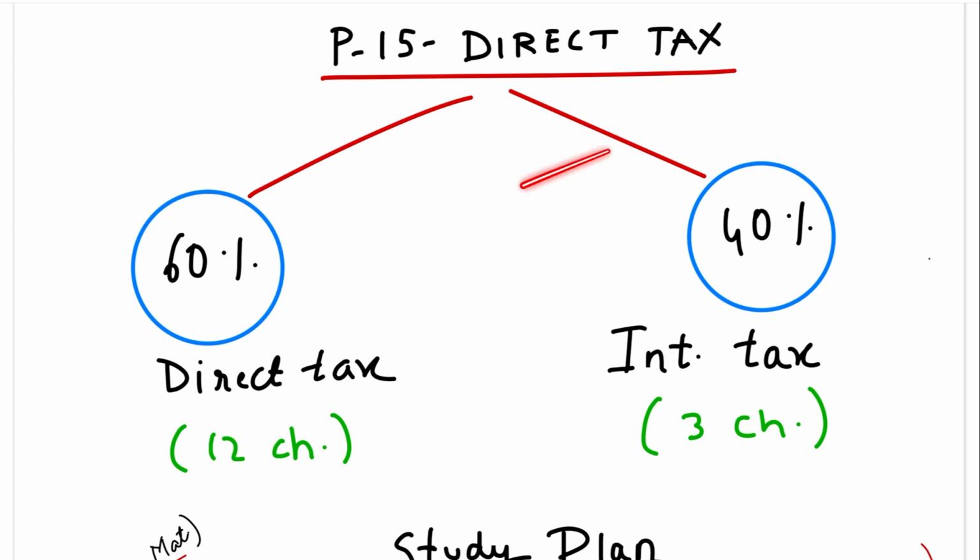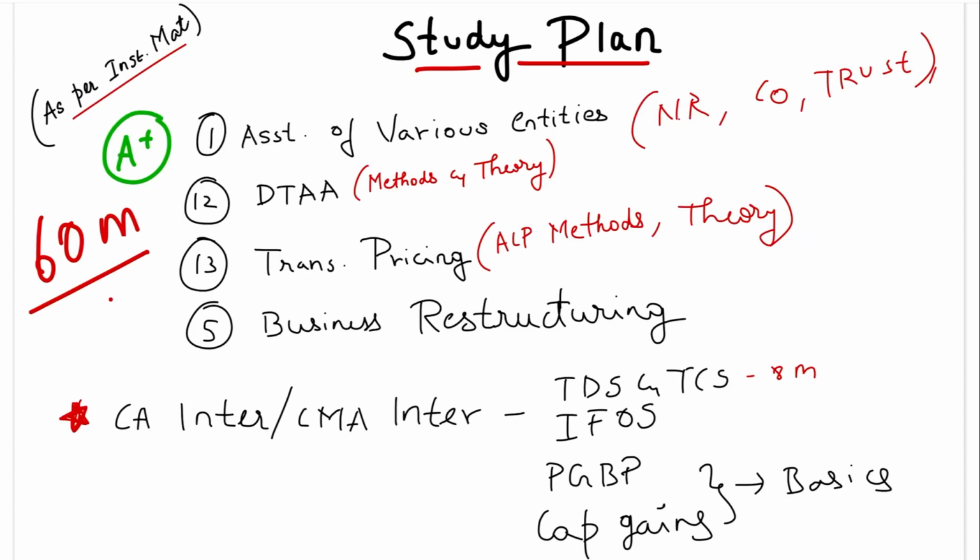To tackle a subject like DT, first we should know the study plan, how we should approach the subject, what chapters are important, and how we categorize them. I have divided the chapters in this subject into 4 categories: A plus, A, B, and C categories. The first one is A plus category. In A plus category, there are 5 topics.